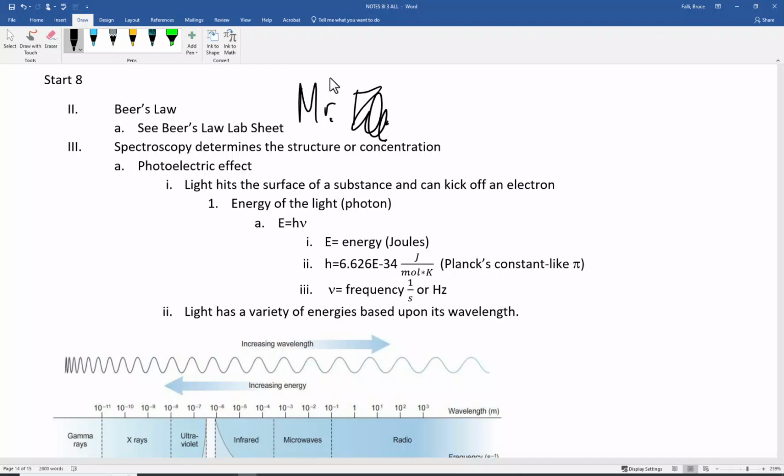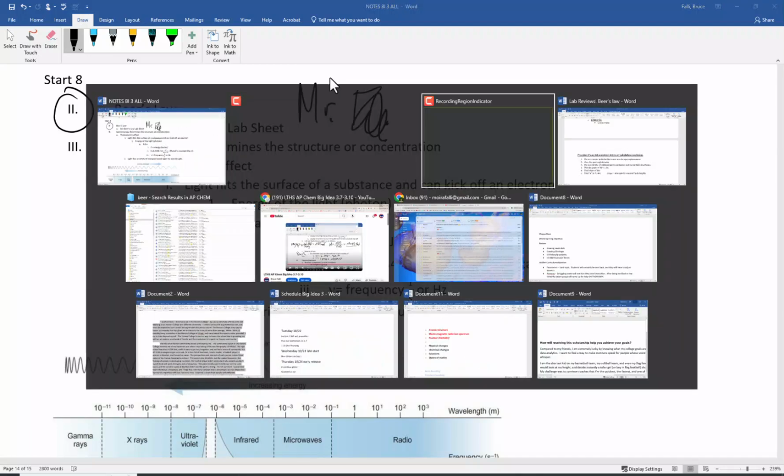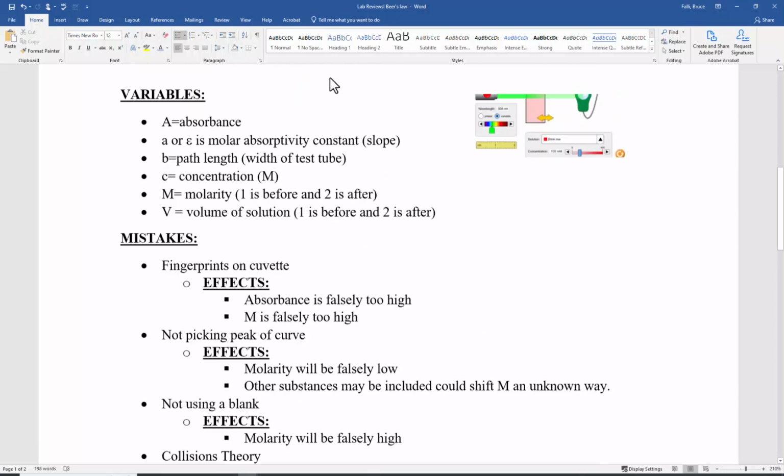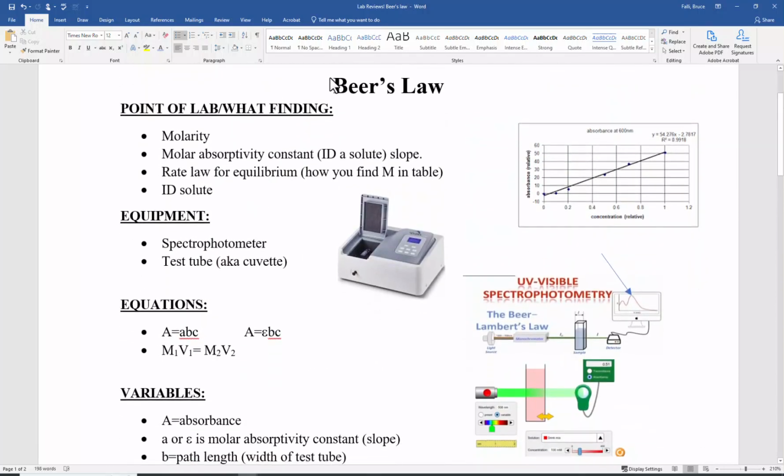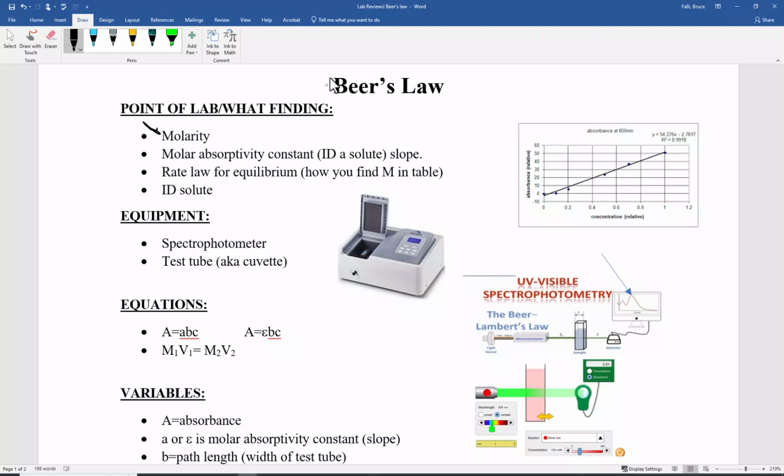So the first thing we're going to talk about is Beer's Law, and actually, you're going to be mad at me, it is from this lab review Beer's Law sheet, which is on Canvas perhaps, but perhaps not. So Beer's Law, the point of the lab and what we're trying to find is either the molarity or the molar absorptivity constant, which will identify a solute like a fingerprint, which is really the slope of a line. When we get to equilibrium, it'll also help you determine the rate law. So like I said, it'll identify a solute.